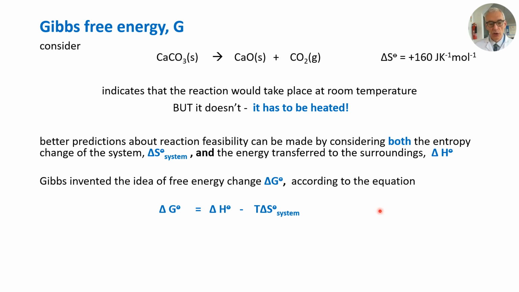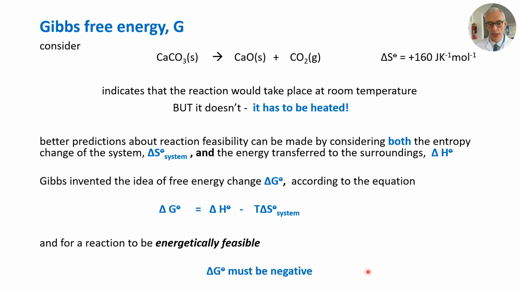He deduced, or his work showed, that delta G was equal to delta H, the change in enthalpy, minus T delta S, minus the temperature in Kelvin times the entropy change in the system. Now that equation is not provided for you in the data sheets. You're expected to recall it. Recalling it alone will get you 1 mark in general. For a reaction to be energetically feasible, delta G must be negative.